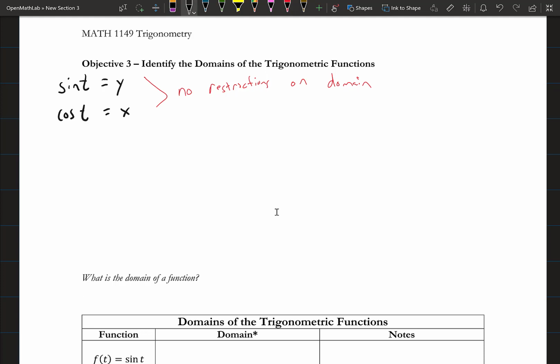But when I have, let's say, tangent of t, which is equal to y over x, we can't have x being equal to 0. And the other trig function that has x in the denominator is secant of t, which is equal to 1 over x. So in both of these cases, we cannot have x being equal to 0. So let's think about, when is x equal to 0?